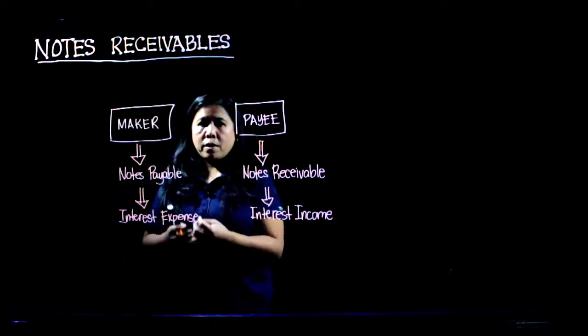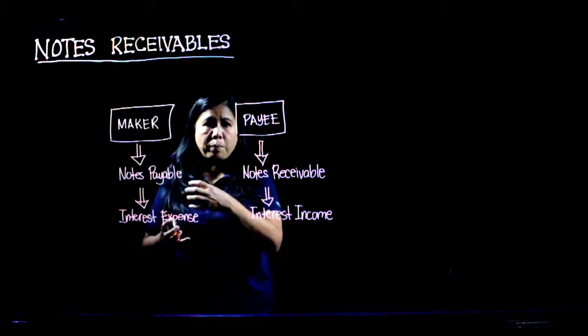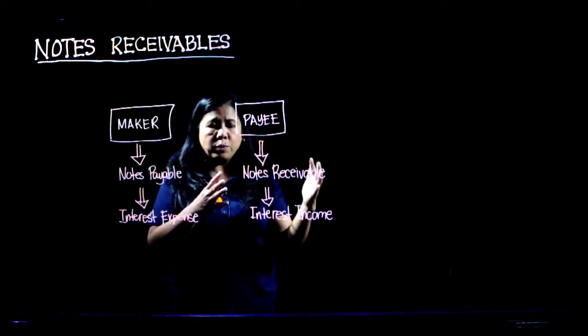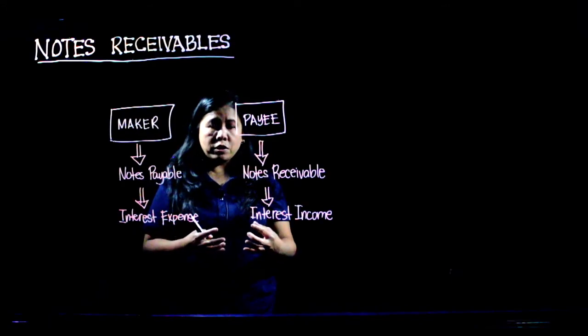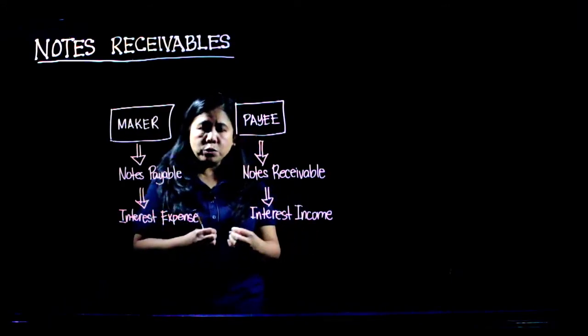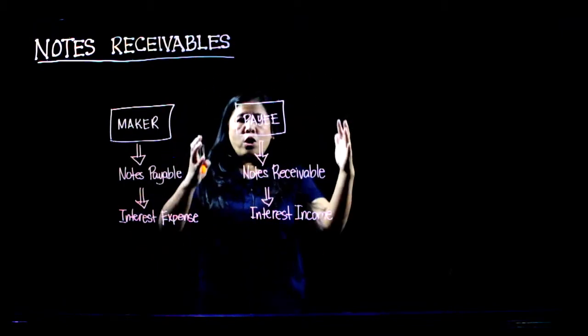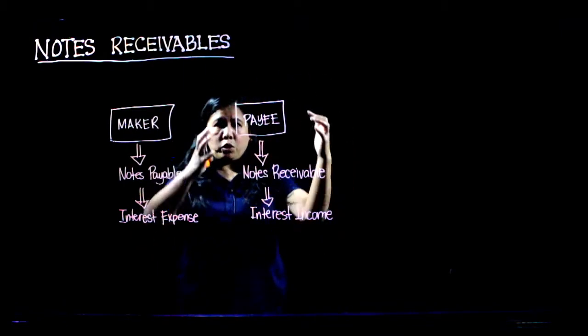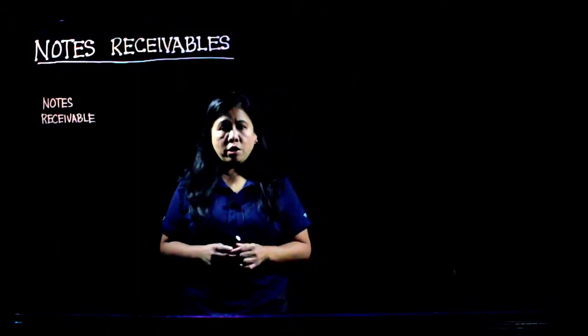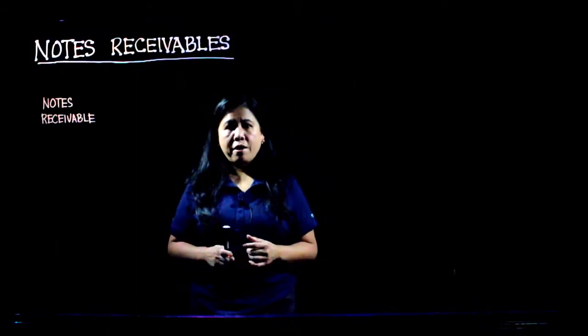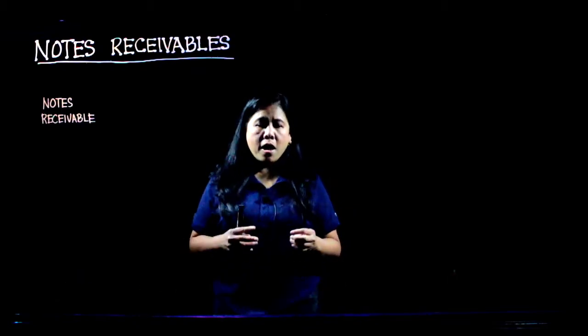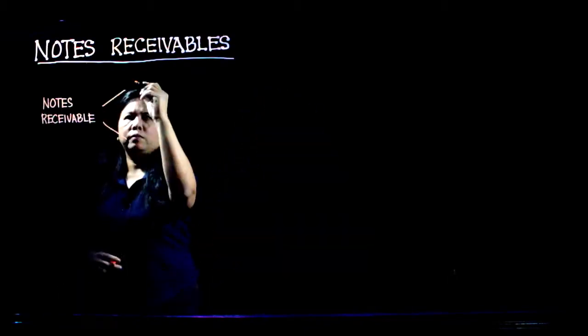When the maker makes a promissory note to pay a payee, the payee records a notes receivable, and the notes receivable earns an interest income. We are going to focus more on the payee's books. We have two kinds of notes receivable: the short-term notes receivable and the long-term notes receivable.